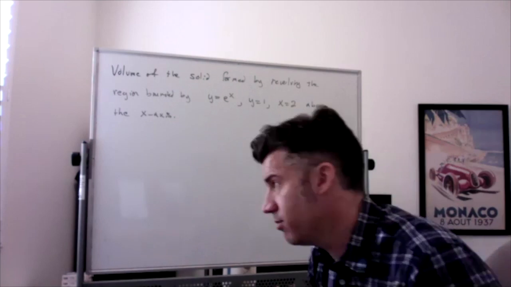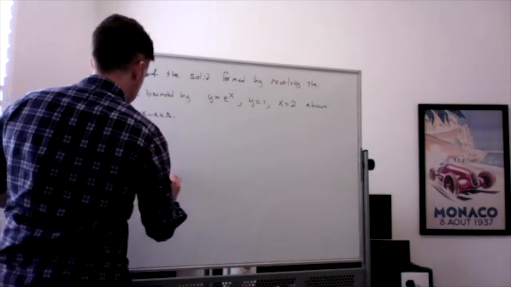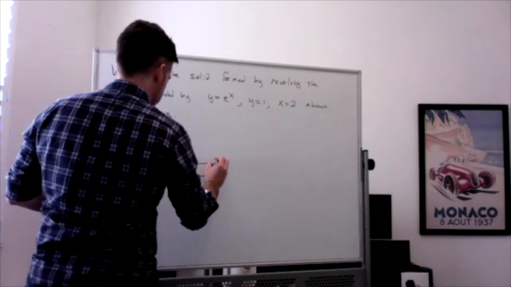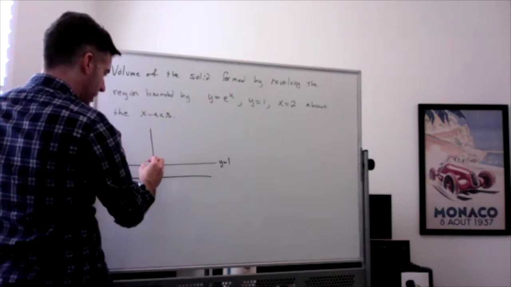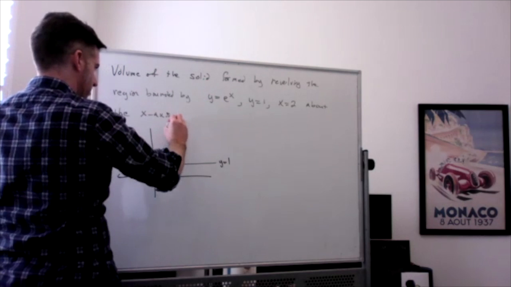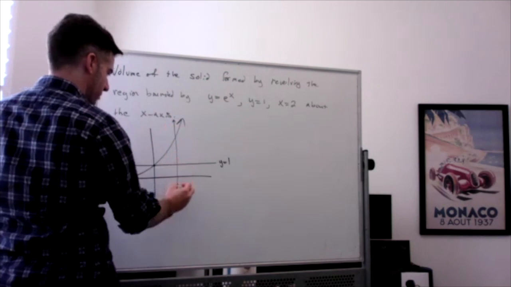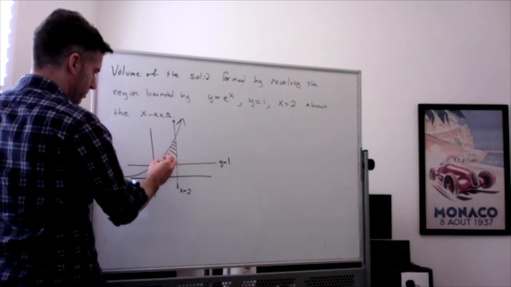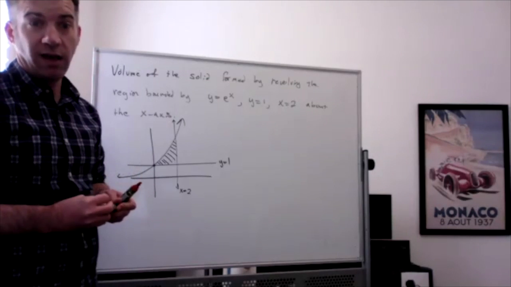This is a pretty straightforward problem. Right, so our region looks like this. Here's our y equals 1, which is just a horizontal line that looks like this. y equals e to the x is a usual exponential function, and it intersects the y-axis at the point 0, 1. And x equals 2 is some vertical line over here. So we're looking at this region, the region bounded by those three functions, and we're going to revolve it around the x-axis.